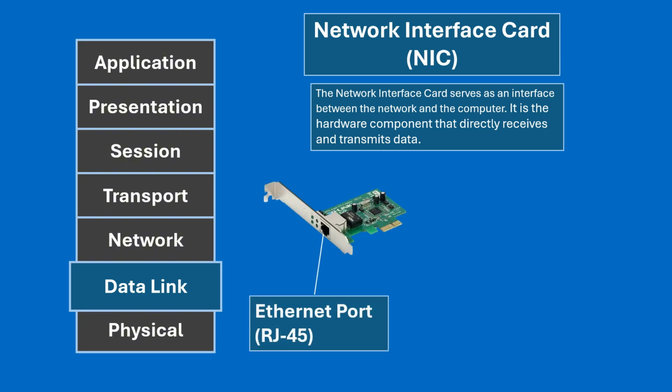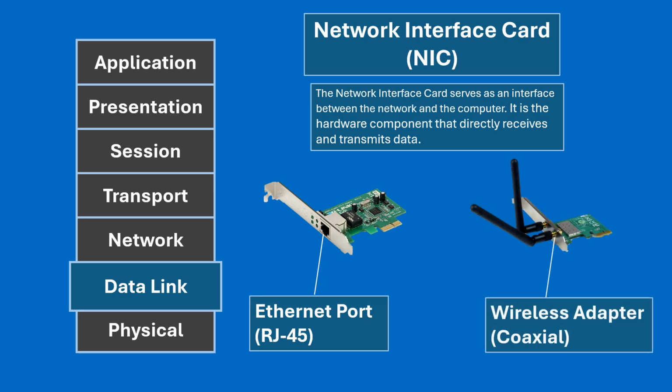Here is a NIC for a wired Ethernet connection using an RJ45 connector. On the right is a wireless NIC using antennas connected via a coaxial connector. These types of NICs plug into the PCIe slots on a computer, although most are integrated into the motherboard now.